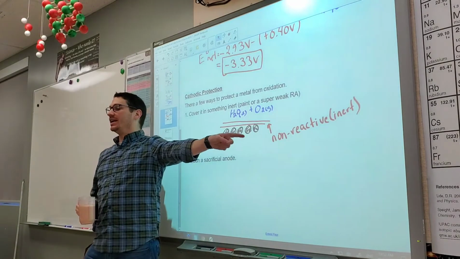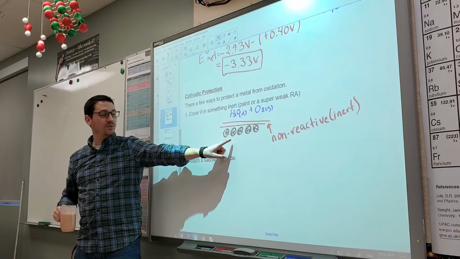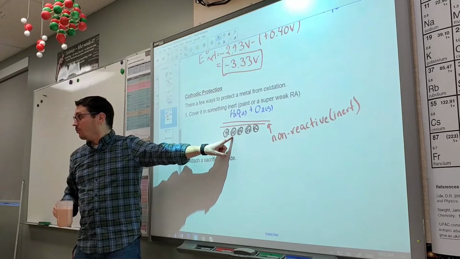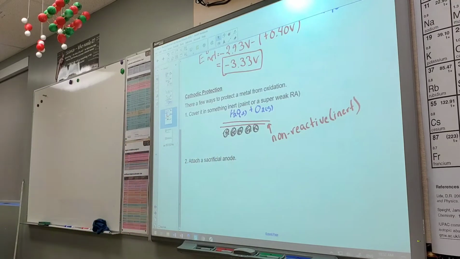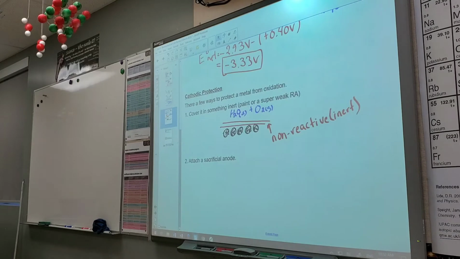So what things are inert? If you wanted to protect this reducing agent, what would you cover it with? Diamonds. Gold. Platinum. Okay, but if you wanted to protect it with something non-reactive, do you want a stronger reducing agent or a weaker reducing agent? If you want to cover it in something that's not reactive, you want a weaker reducing agent.